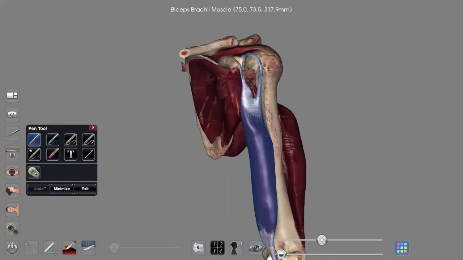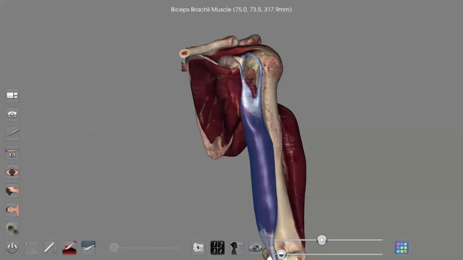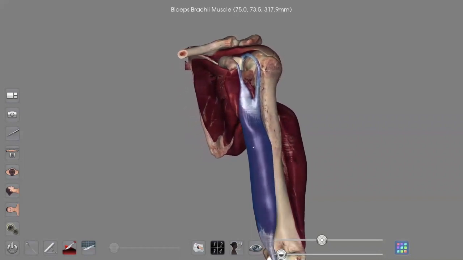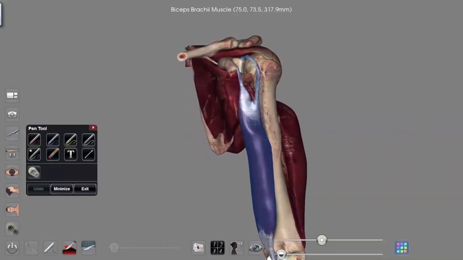Sitting superficially over the coracobrachialis is the biceps brachii muscle. The biceps brachii has two points of origin. First, the long head of the biceps, seen here in red. The long head of the biceps has an attachment onto the supraglenoid tubercle, which, as previously mentioned, is clinically relevant because the glenoid labrum also attaches onto that part of the glenoid fossa.